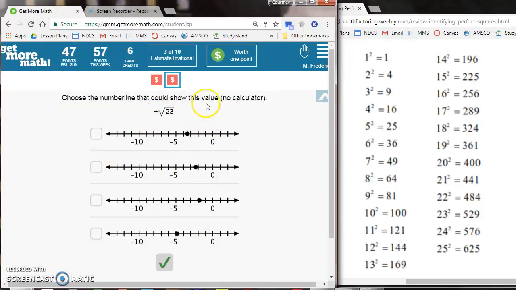Choose the number line that could show this value. We have negative the square root of 23. Remember, square root is the right column. So we'll look here. 23 is between 16 and 25. So we need to be somewhere between 4 and 5. In this case, that's -4 and -5. In our first point, we are between -3 and -4.